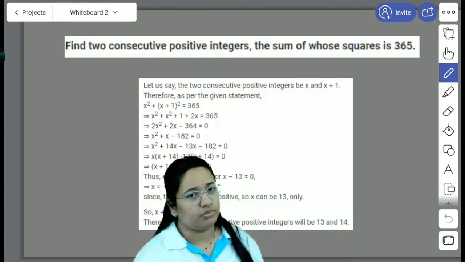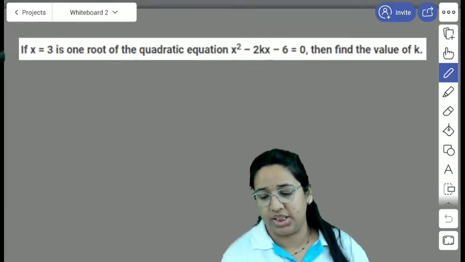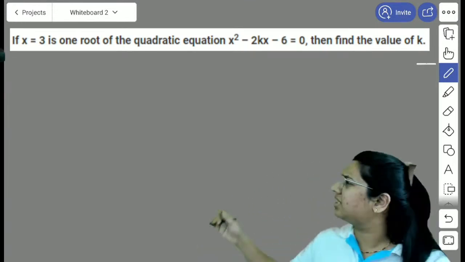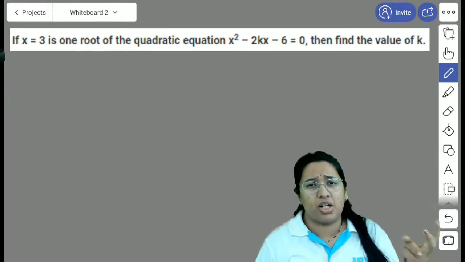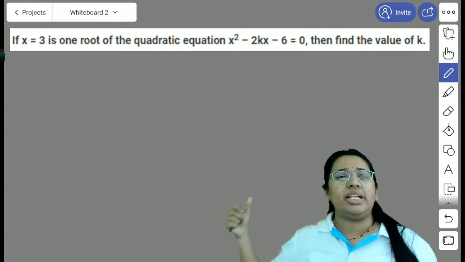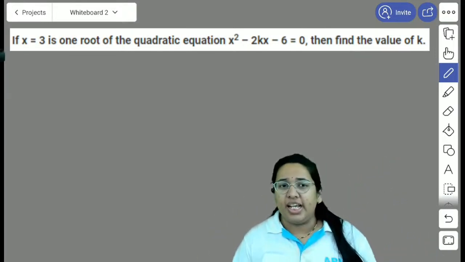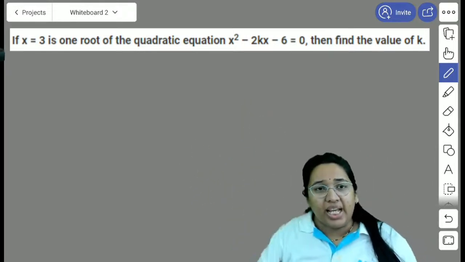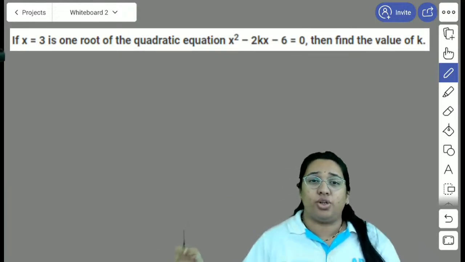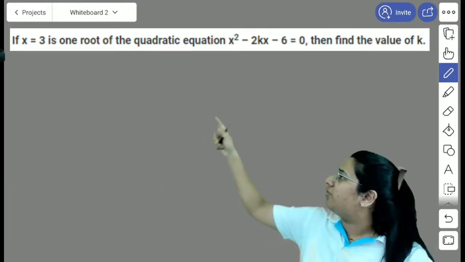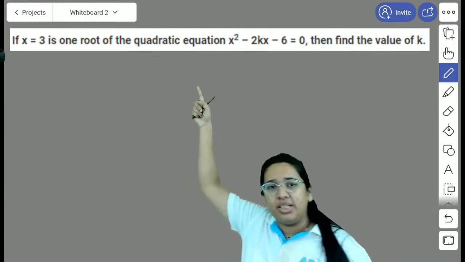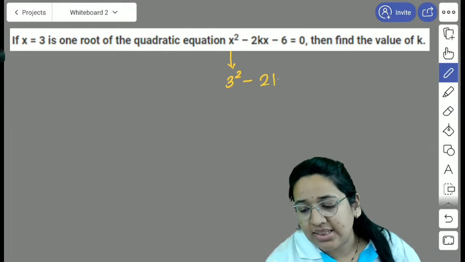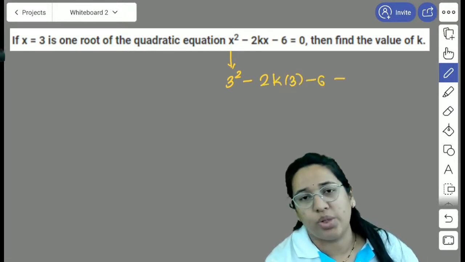Now, again they have asked such types of questions for 1 marker or 2 marker, and it is quite an easy one. What they said is that x is equal to 3 is one root of this quadratic equation. It means that if I replace x by 3, it will satisfy the given equation.